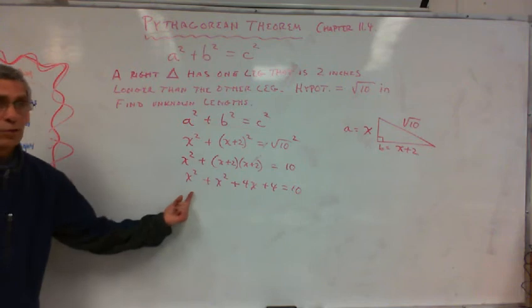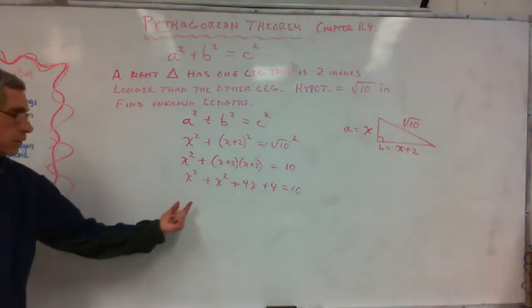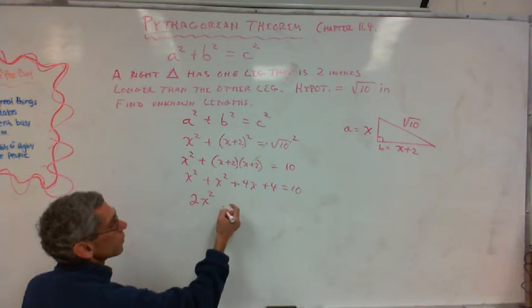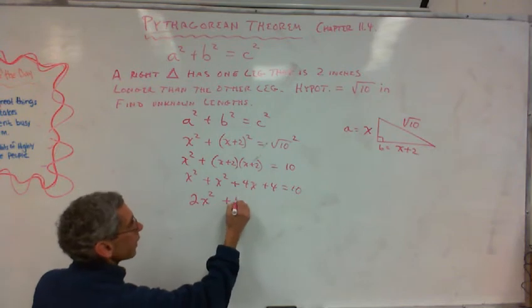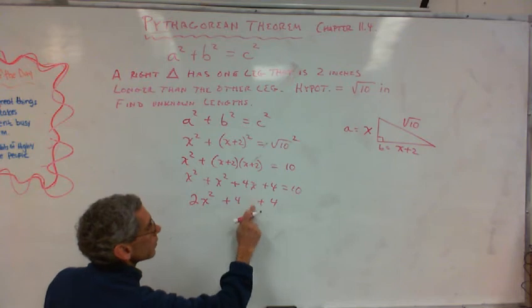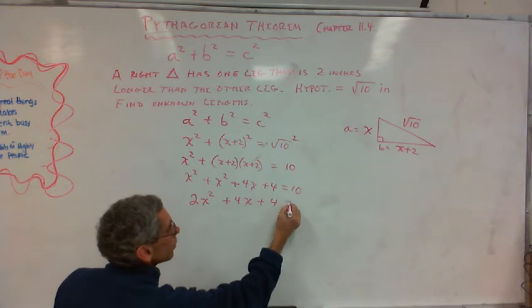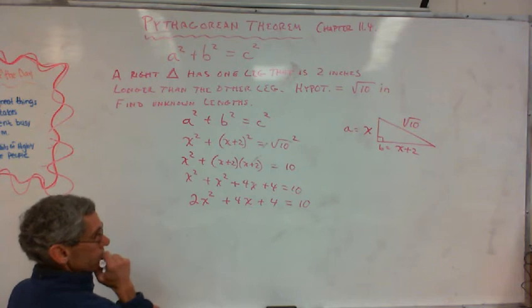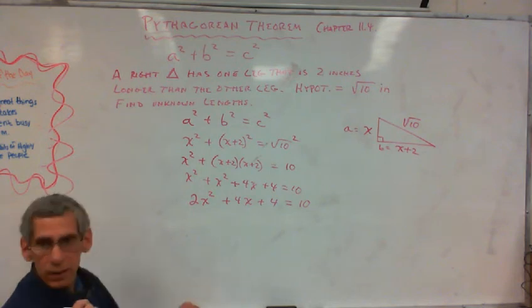I've got two x squareds, right? Got one there and one there. If I add them together, I have two of them. 2x squared plus 4x plus 4 equals the 10. Did I do that right? Yes. Okay.